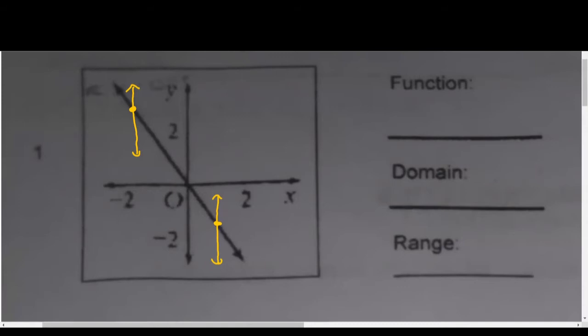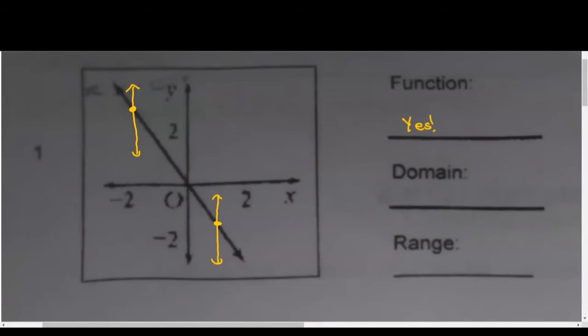So, kahit saan kayo mag-draw ng vertical line dyan, palaging isa lang ang tatamaan ng vertical line na i-draw ninyo. Isang point lang ang tatamaan dun sa given graph. So, is it a graph of a function or not? Definitely, this one is a graph of a function. Yes, it is a graph of a function.